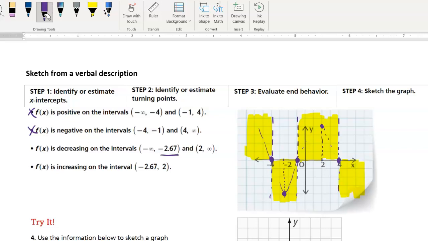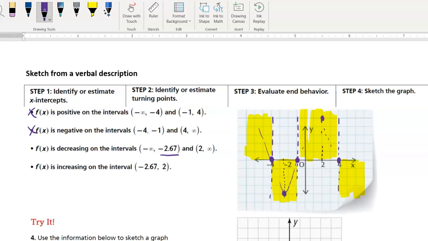So it doesn't matter where the y value is. I could put the point here, or I could put it down here. I could put it here. I could put a point anywhere there where x is 2. So just pick a point where x is 2. As long as it's in that region where x is 2, that's all we're looking for. And it's increasing on the interval from negative 2.67 to 2. So again, those are establishing our turning points, which we've already included.